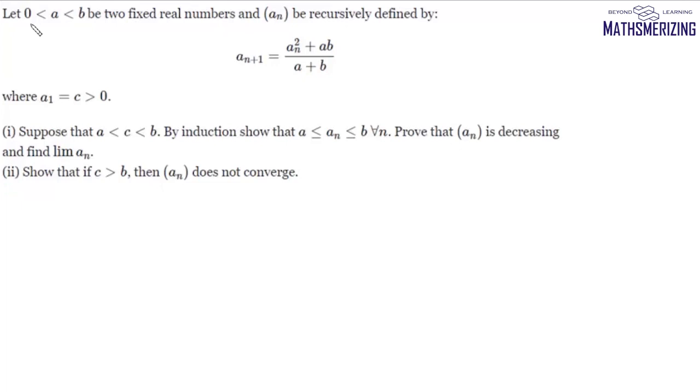Now here the question is, if a and b are positive numbers such that a is less than b, and the sequence a_n is recursively defined as a_{n+1} equals (a_n^2 + ab)/(a + b), where a1 equals c and it is greater than 0. Now the first part is, if c lies between a and b, then by induction show that a_n will lie between a and b for all values of n. Now we have to prove this statement using induction. So our assertion is, any term in the sequence a_n will lie between a and b.